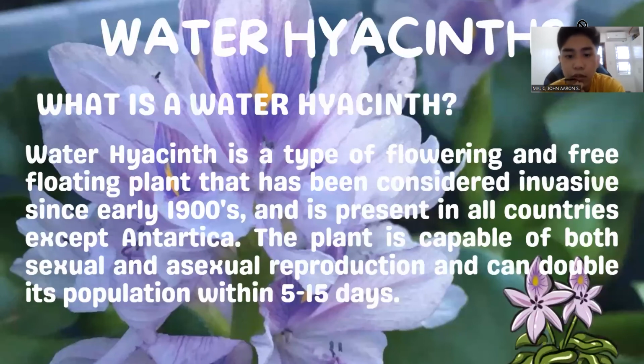All right, now let us introduce what a water hyacinth is and how it is related to our topic. So hyacinths have been introduced since the early 1900s in regions such as Africa and Asia. So what is a water hyacinth? Water hyacinth is a type of flowering and free-floating plant that has been considered invasive since the early 1900s and is present in all countries except Antarctica. The plant is capable of both sexual and asexual reproduction and can double its population within 5 to 15 days.